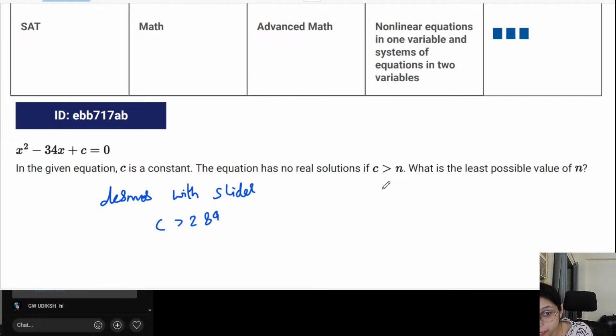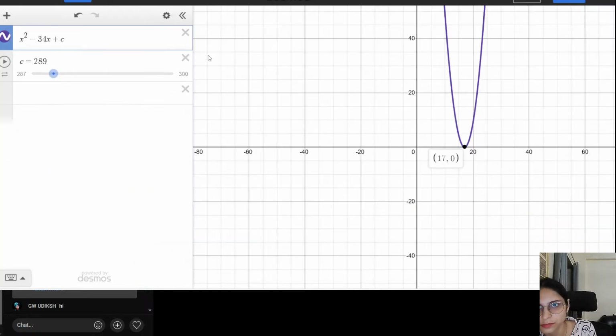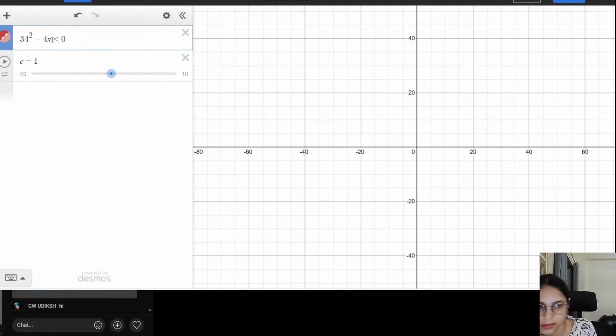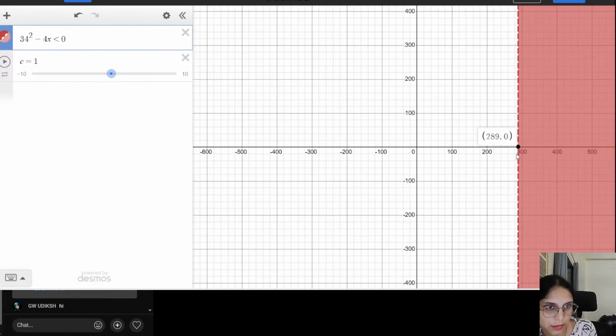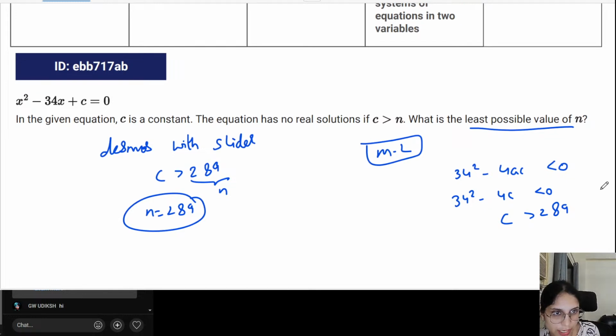So this least possible value of C will be 290, but the least possible value of N is going to be 289. Because this is your N. We can simply write 34 squared minus 4AC is less than 0. Oh my god, that is so much easier. Value of A is 1, so 34 squared minus 4C is less than 0. And instead of C, just write X. 289. That's so much easier. Because they're looking for the least possible value of N and not C. That is why the answer is 289 and not 290.